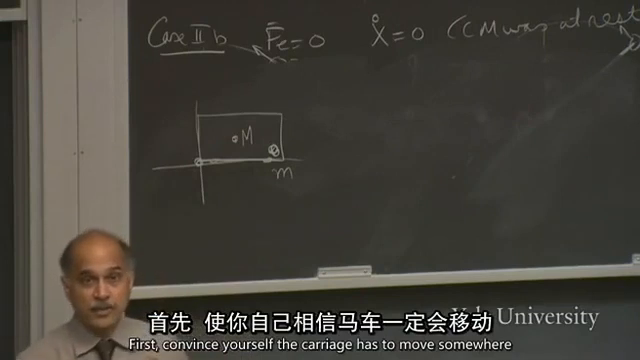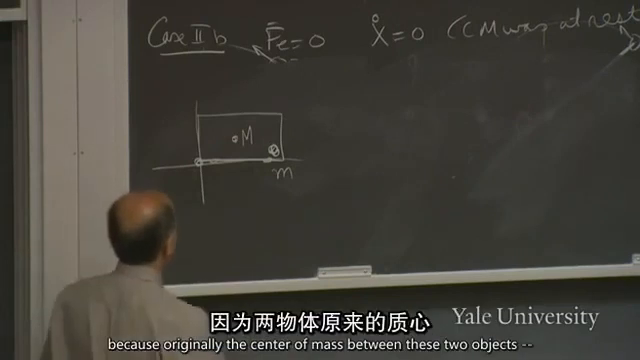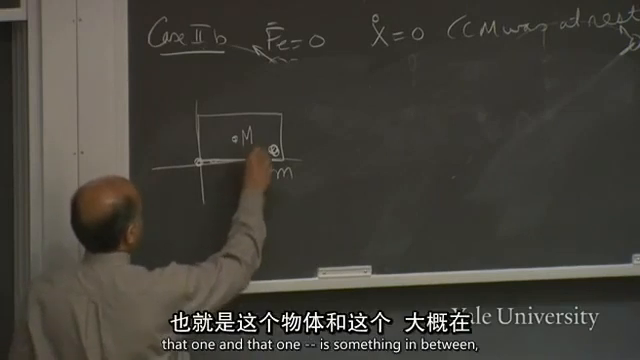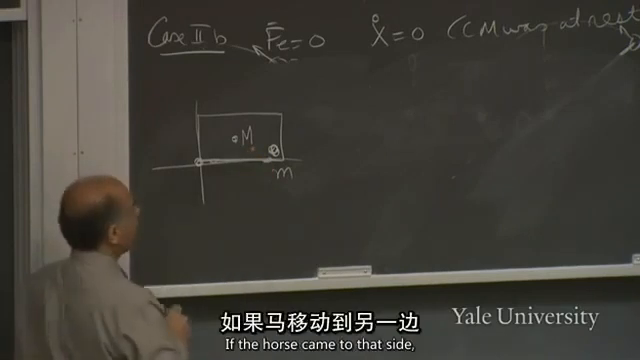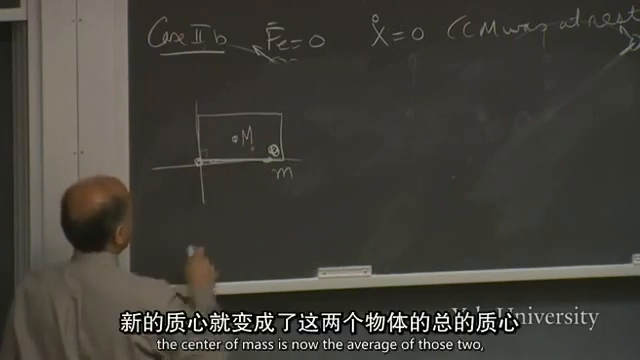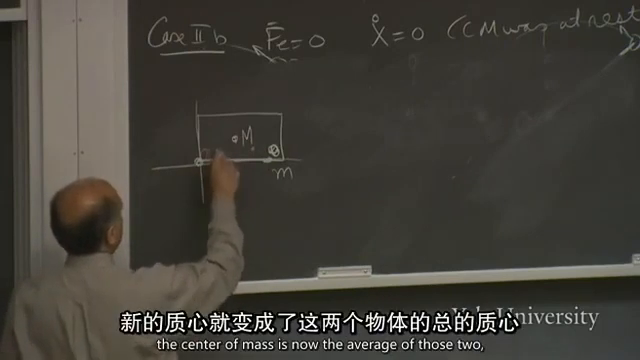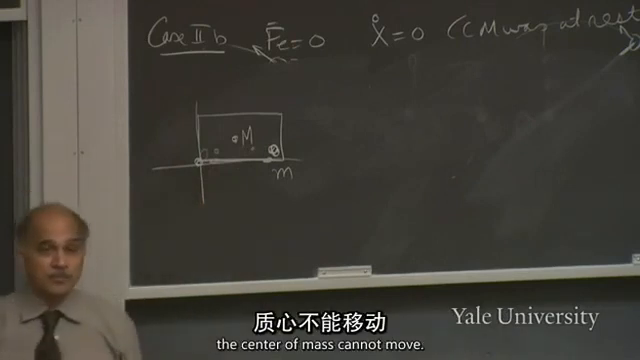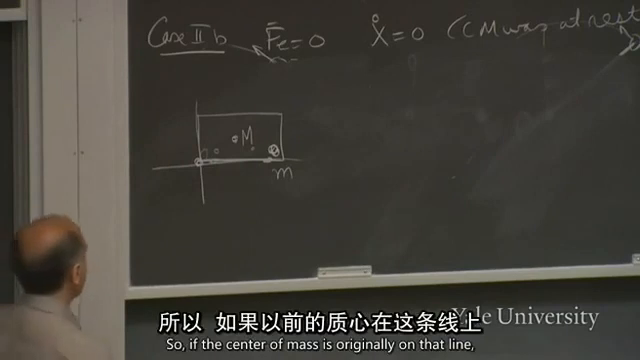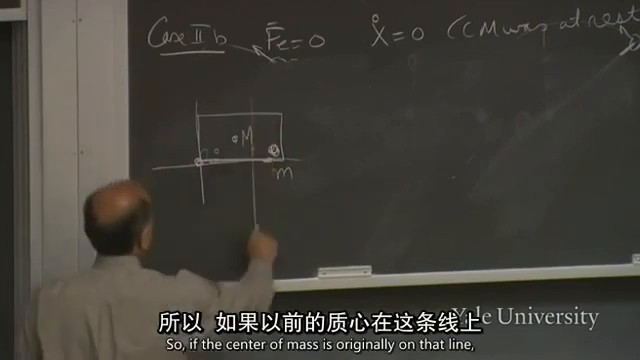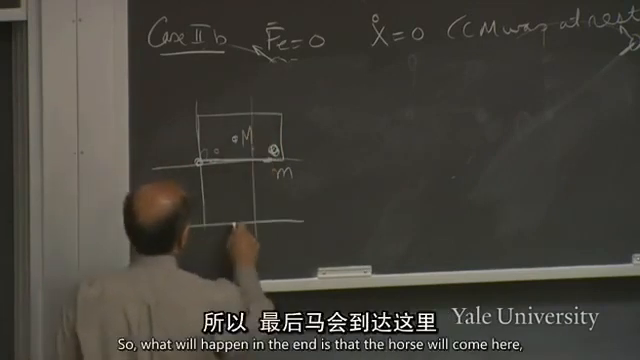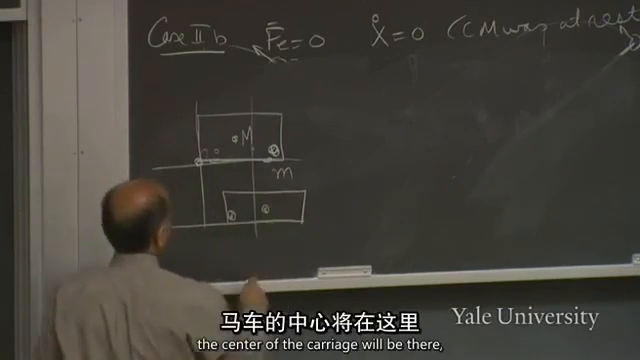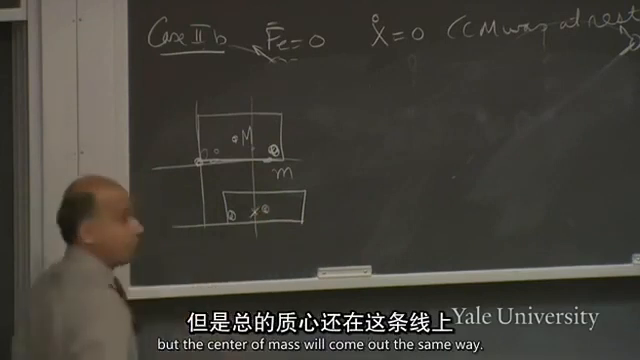First, convince yourself carriage has to move somewhere, because originally the center of mass between these two objects, that one and that one, is something in between, somewhere here. If the horse came to that side, the center of mass is now the average of those two, which is somewhere over there. The center of mass has moved, and that's not allowed. Center of mass cannot move. So if the center of mass is originally on that line, it has to remain in that line. So what will happen in the end is that the horse will come here, the center of the carriage will be there, but the center of mass will come out the same way.